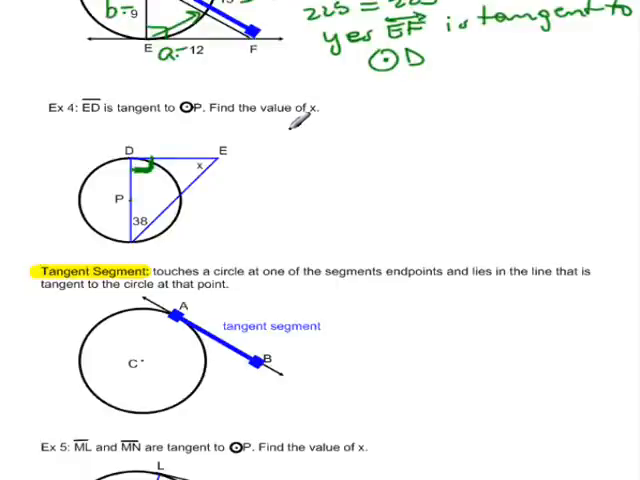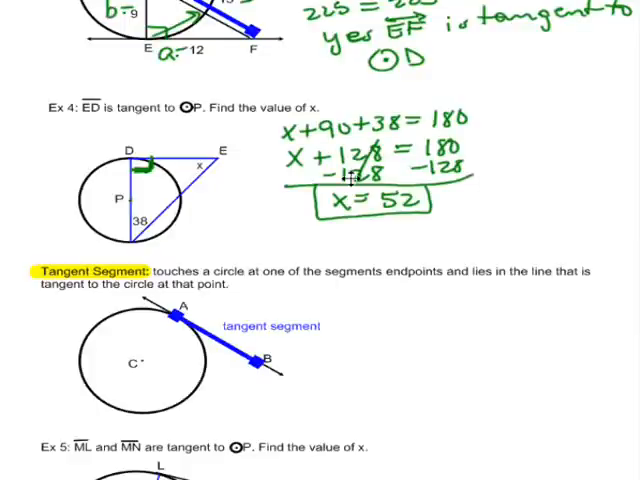So, x plus 90 plus 38 is equal to 180 degrees. Now I want you to pause and finish this. Okay, did you get that 90 plus 38 is 128? And then when you subtract 128 from 180, you get x is 52. So not only can you find sides of a right triangle, you can also find the inside angles of a right triangle.